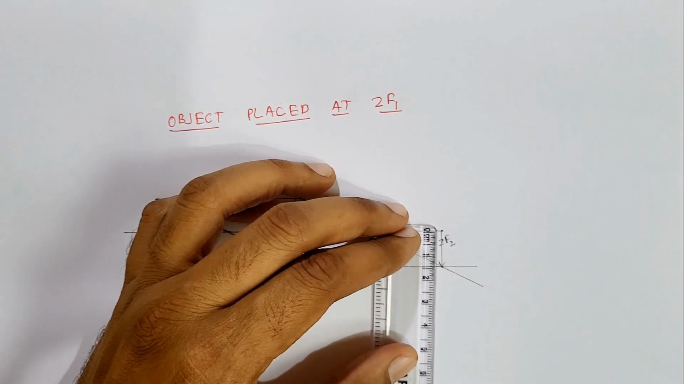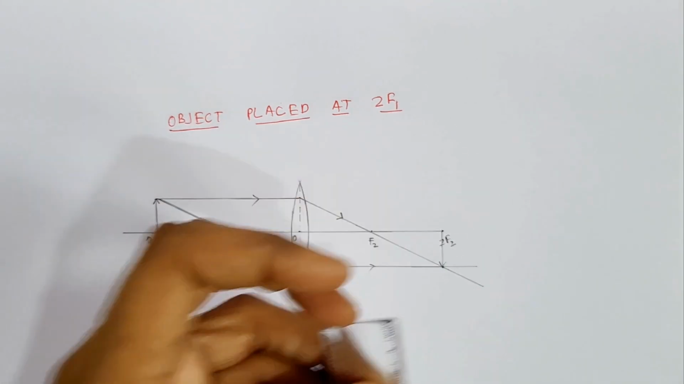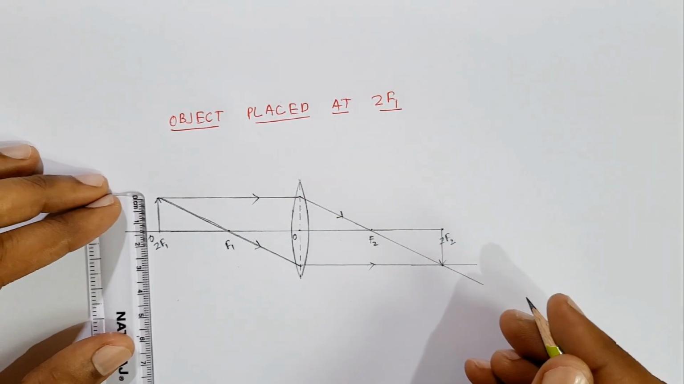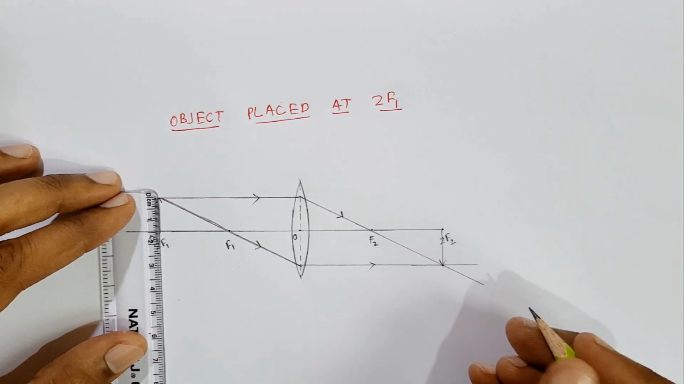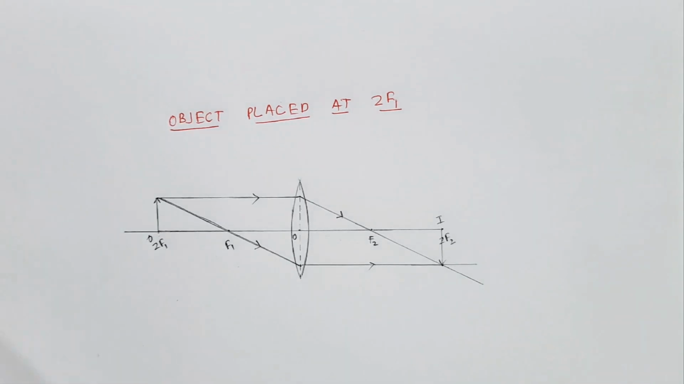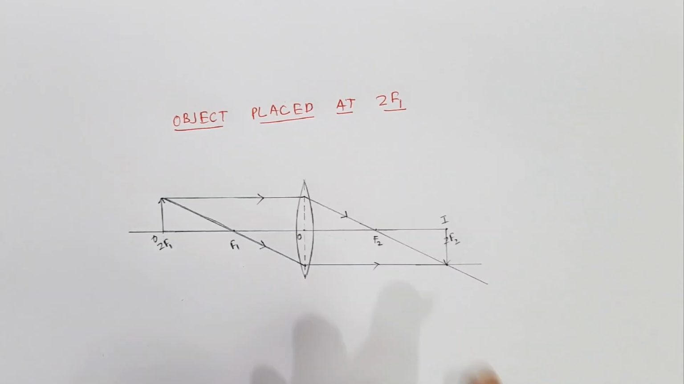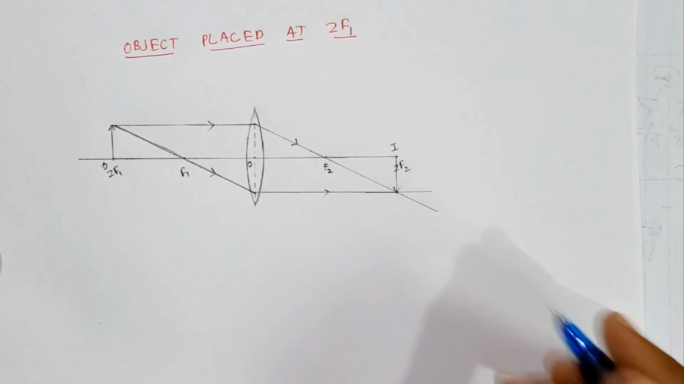Height of the image, see how much it is? 1.5 centimeters. Measure the height of the object now. See, the height of the object is also exactly 1.5 centimeters. This one will be the image and this one will be the object. We got height of image equal to height of the object, and the image is real and inverted, formed at 2f2. So now let us write the image characteristics.